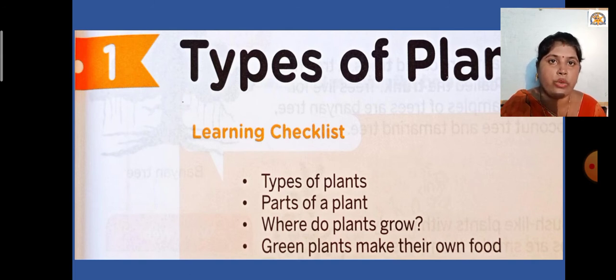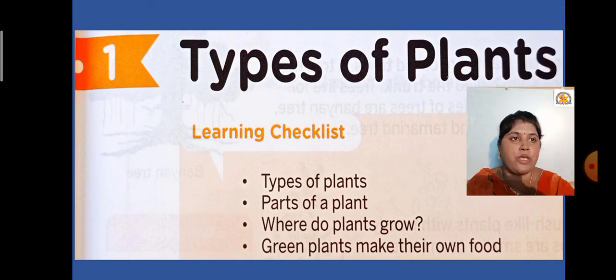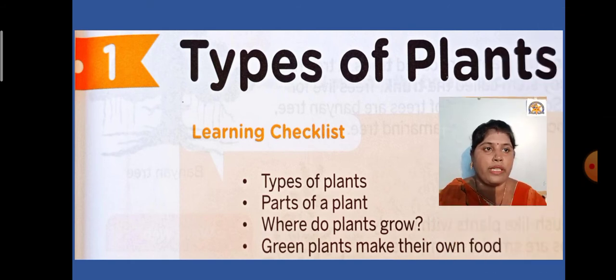Lesson number 1 is types of plants. What we learned in this lesson is, number 1, types of plants: how many types of plants there are and what their definitions are. Number 2, parts of a plant. Then we learned where plants grow, in different places. And the next point is that green plants make their own food. So these are the 4 points that we covered in lesson number 1, types of plants.